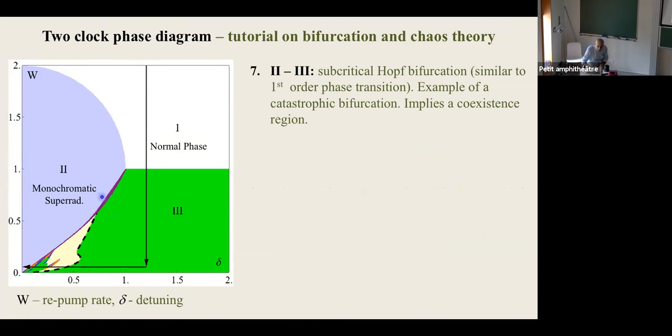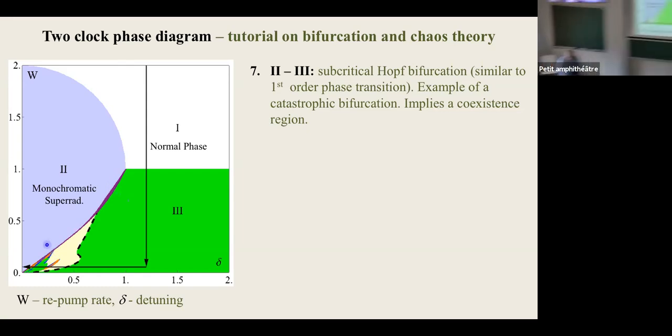Such a bifurcation is known as a catastrophic bifurcation, because immediately after it, the system is very far from where it was before. So that's a catastrophe. And also it implies coexistence. And indeed, there is a coexistence region here, this small violet sliver. That's a coexistence region where, for example, 2 and the symmetric limit cycle coexist, and synchronized chaos also can coexist with 2.